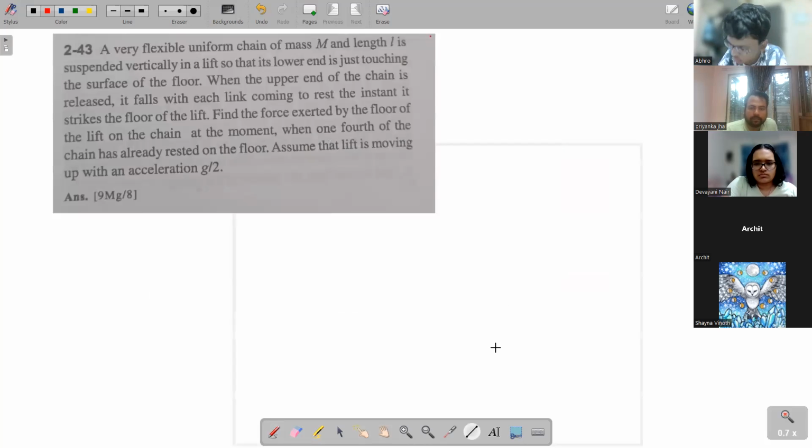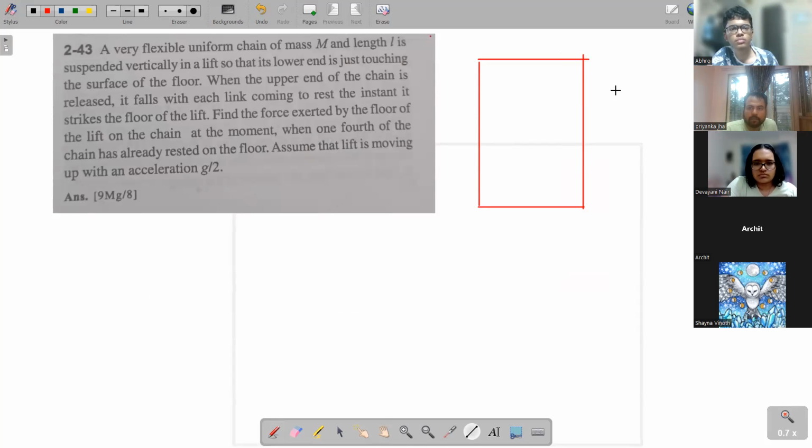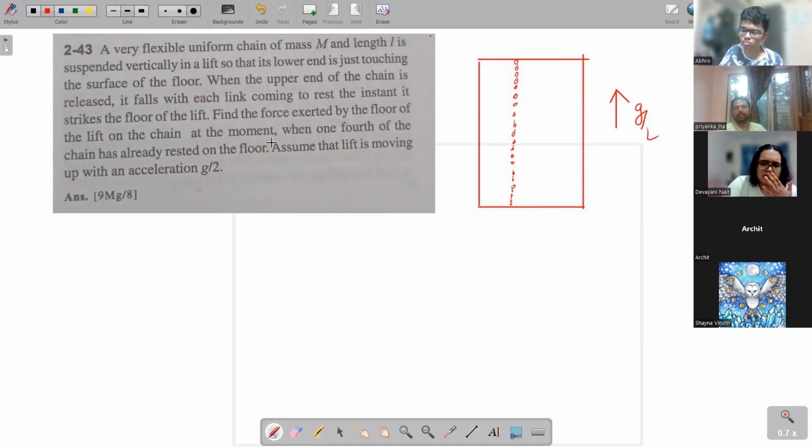Question says that there is a lift. This lift is going up with some acceleration g by 2, and one very flexible uniform chain is hanging from the roof, the ceiling of the lift, and is just touching the floor of the lift. It is saying: find the force exerted by the floor of the lift on the chain at the moment when 1/4 of the chain has already rested on the floor.